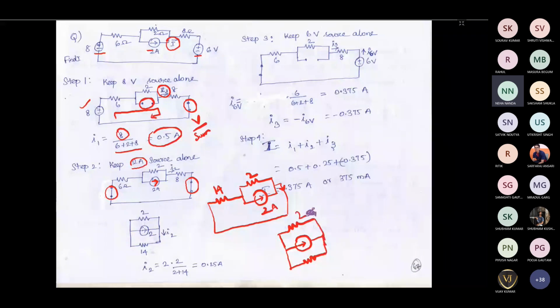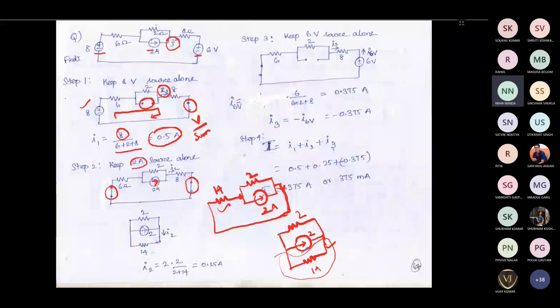Why am I drawing it like this? Because you can see this point and this point are like this. This is a 14 ohm resistor and there is no internal element, so I can redraw this part like this. This part and this part are both the same, so I can redraw it like this. Once I redraw it, it is obvious that these 2 ohm and 14 ohm resistors are in parallel.